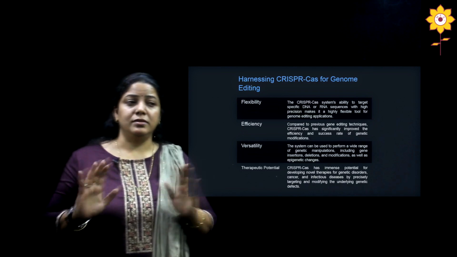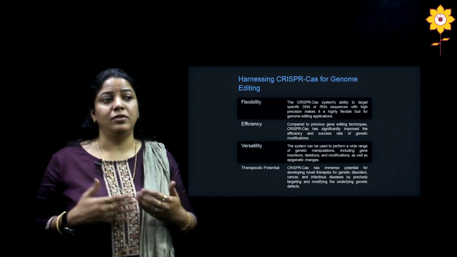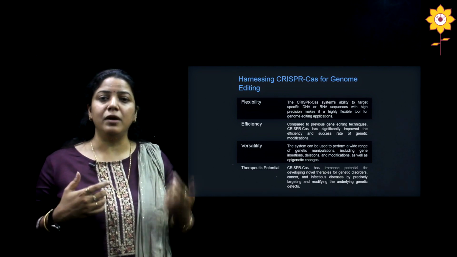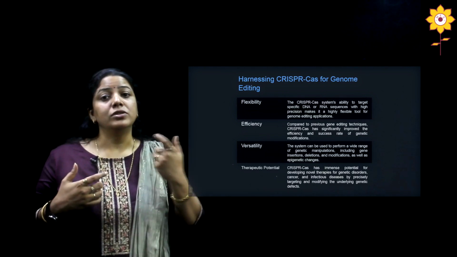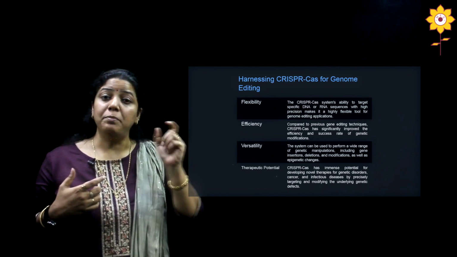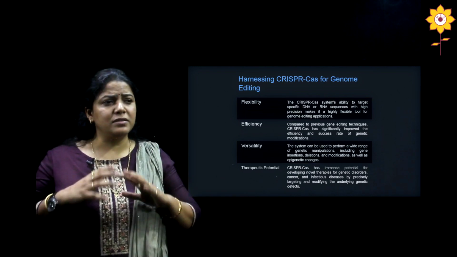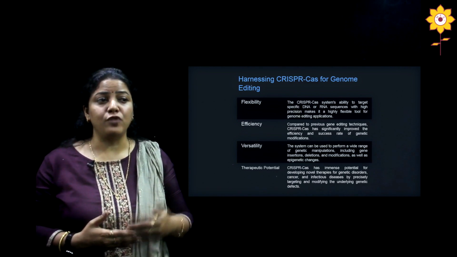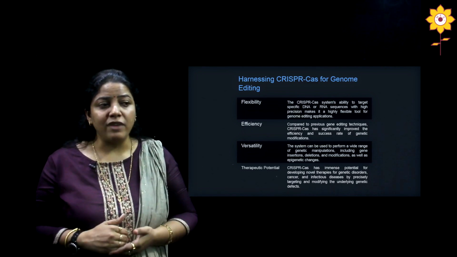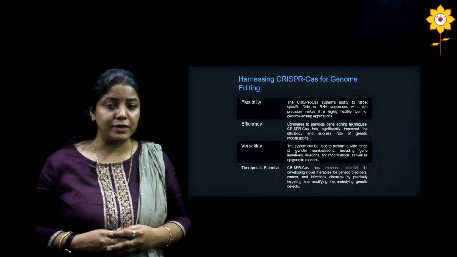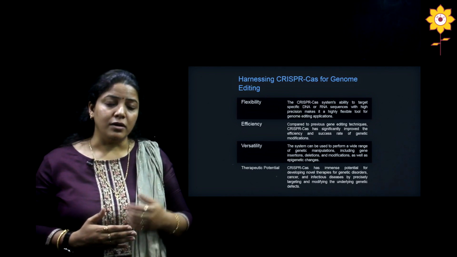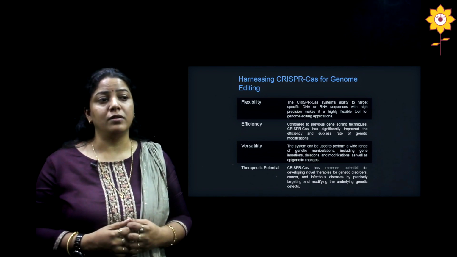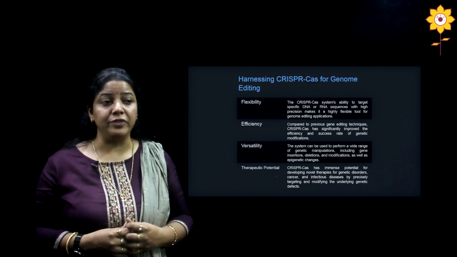Because the system is very flexible, there are no combinations or anything, we just have to develop a CRISPR RNA such that it can go and bind to a particular target sequence. This is a very flexible system, and could be used for genome editing. It is much more efficient as compared to the other two methods that we have already seen, that is zinc finger nucleases and TALENs. It has proved to be a lot more efficient, and the success rate is very high.